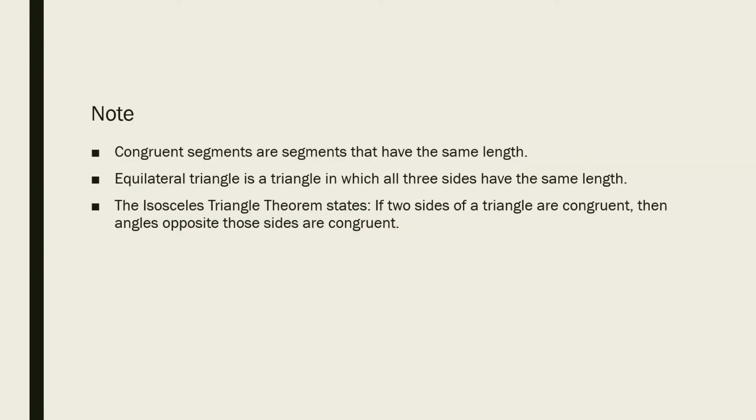Note, congruent segments are segments that have the same length. An equilateral triangle is a triangle in which all three sides have the same length, and the isosceles triangle theorem states if the sides of a triangle are congruent, then the angles opposite those sides are congruent.